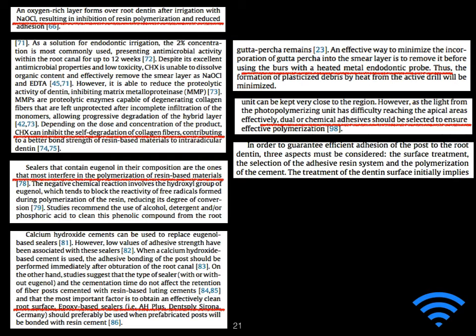Also, it's advisable to consider using a dual or chemically polymerized cement because the light source is far from the apical third of the root canal space. So in conclusion, there are three aspects that you need to keep in mind to have more efficient adhesion of the post to the root dentine, which are the surface treatment during endodontic procedure, then the selection of the adhesive resin, and then the polymerization of the cement.